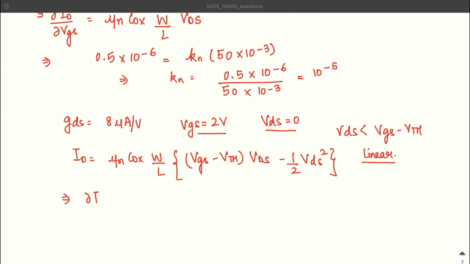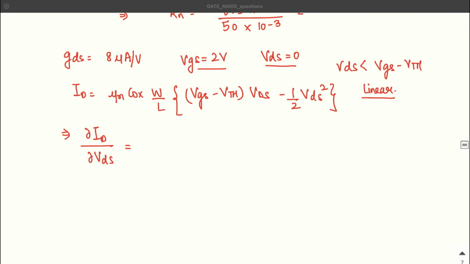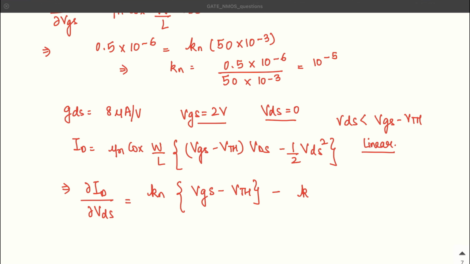Now friends, this time because you're working for GDS, you need to differentiate it with respect to VDS as given in the question. Hence, we will just differentiate this equation. This is our constant, that is Kn, and when you differentiate with respect to VDS, you get VGS minus VTH minus Kn divided by 2 into 2 of VDS. So this is when I do the differentiation.